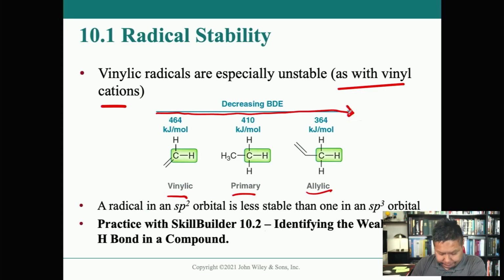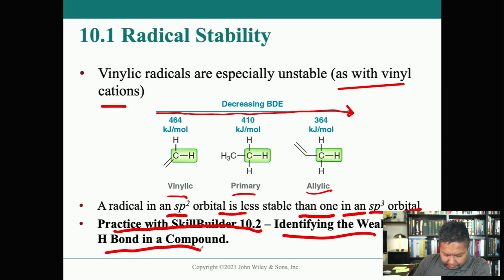A radical in an sp2 orbital is less stable than one in an sp3 orbital. We've spoken about that also in the alkynes chapter. So practice this with Skill Builder 10.2, identifying the weakest carbon-hydrogen bonds in a compound on Wiley Plus.